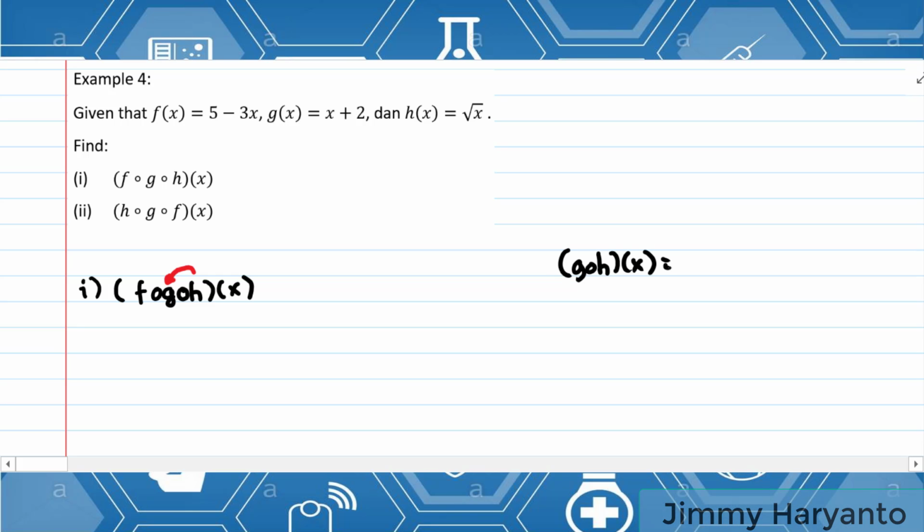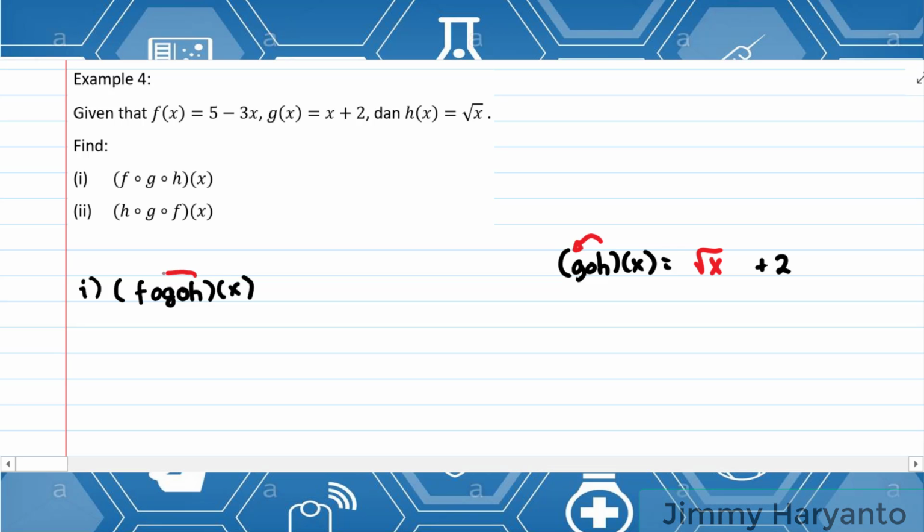g∘h(x), that means h goes to g. Okay, so the g is x + 2. Because I have to substitute the h, I will erase this x and then put the h(x) right there. So now I have g∘h. Okay, let's erase this one.